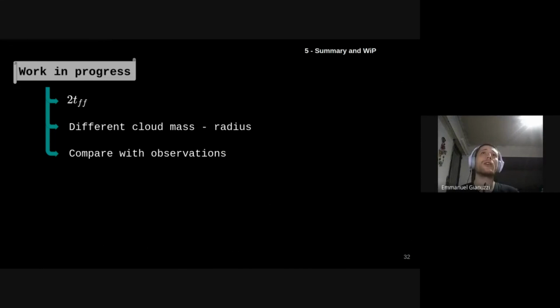We are currently continuing with the clouds' evolution, expecting to reach 2 freefall times in all of them. We are also looking forward to creating and evolving new clouds with different radii and mass in order to have more parameters for comparison. Besides, further and deeper comparisons with observations must be made.